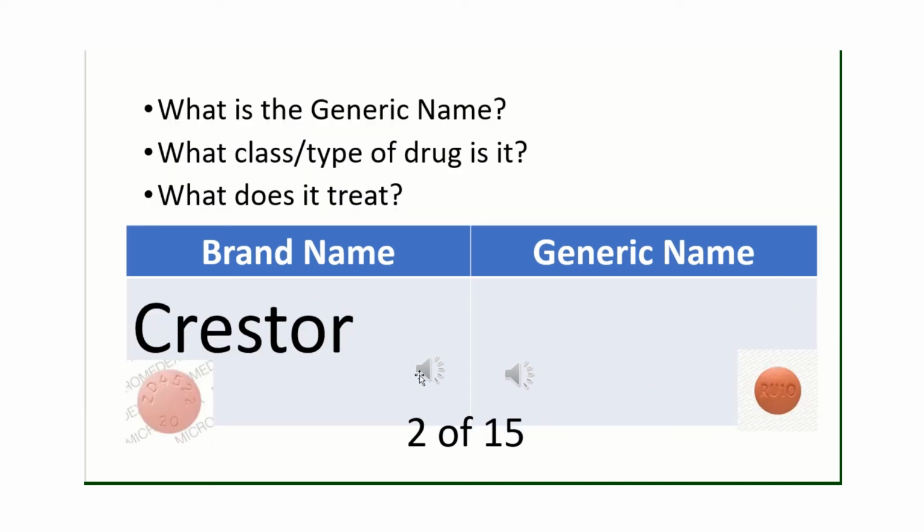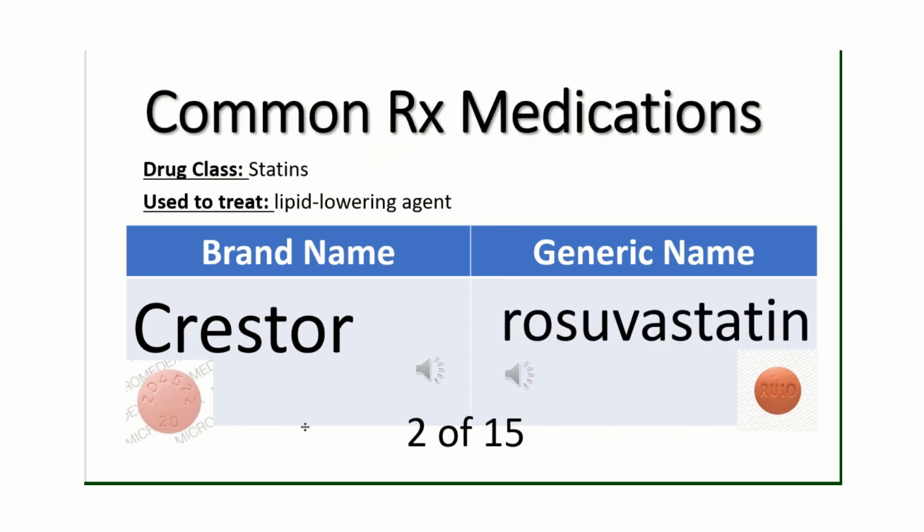What is the generic name for Crestor? What type of drug is Crestor? What does Crestor treat? The generic name for Crestor is rosuvastatin. Crestor and rosuvastatin are statins. Crestor and rosuvastatin are lipid-lowering agents.